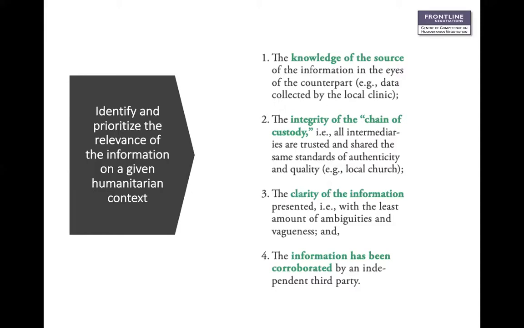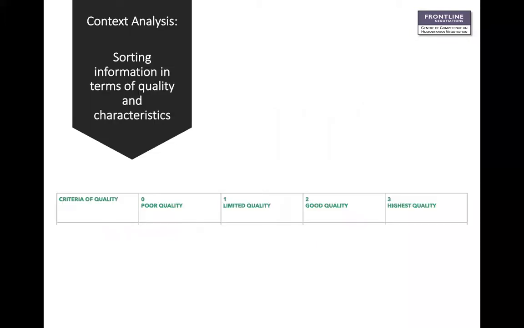Clarity of information. So when we talk about clarity, is there vagueness? Is it quite specific? Is it clear? And that can be a good thing to evaluate. And the last column on the tool, information has been corroborated. Is there an independent third party that has kind of verified it to try to take some of the bias away from that information?